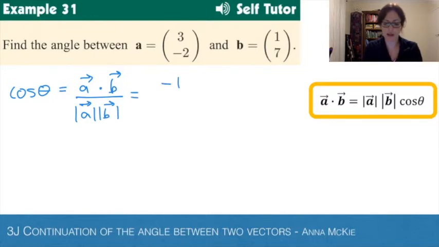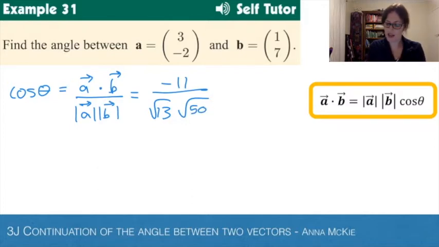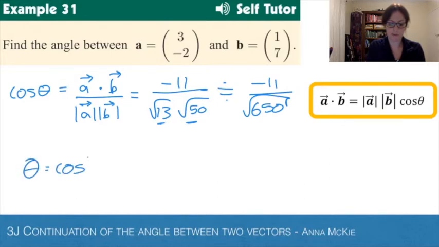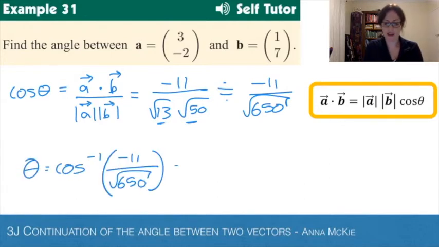The dot product or the scalar product is negative 11. The length, the magnitude of A is root 13, and then square root of 50 for the length of B, and that is approximately equal to negative 11 on the square root of 650. Using your surd rules, you can do 13 multiplied by 50. So that is the cos of that angle, then we need the inverse cos. And so the inverse of that gives us for the angle 116 degrees, and that's greater than 90 as we were expecting.